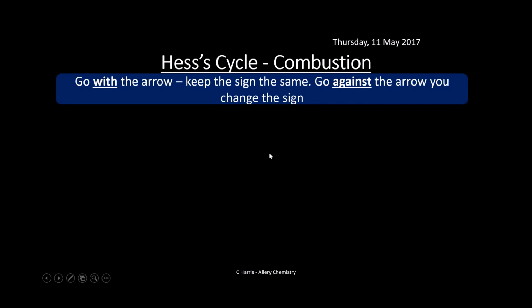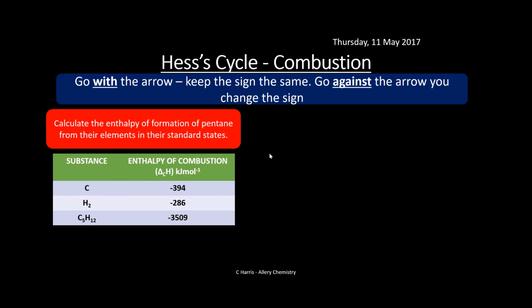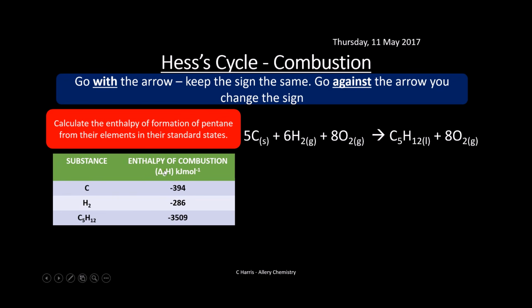So let's have a look at a specific example. So remember this rule, go with the arrow, keep the sign the same, go against the arrow, you change the sign. So we're going to calculate the enthalpy of formation of pentane from their elements and their standard states. So we've got obviously our enthalpy of combustion data, so we know it's a combustion cycle. Here's our elements and their standard states. There's pentane and oxygen. So the first bit we need to do is write our combustion product, make sure they balance, 5 carbon dioxide, 6 waters, and we're going to use this information here to fill in the cycle.